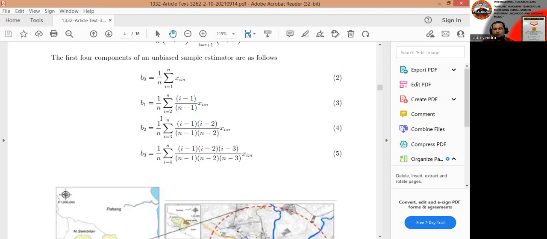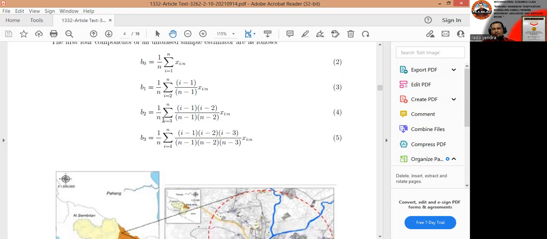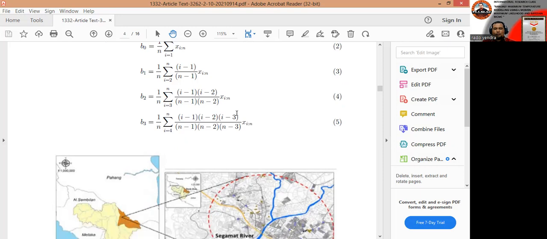automatically using the formula 1 divided by n, summation from i equals 2 until n, of (i minus 1) divided by (n minus 1), multiplied by x(i). x(i) means the data you sorted from the smallest to the highest. Okay, and then B2, B3. This is a very important equation to understand how to use the L-moments.